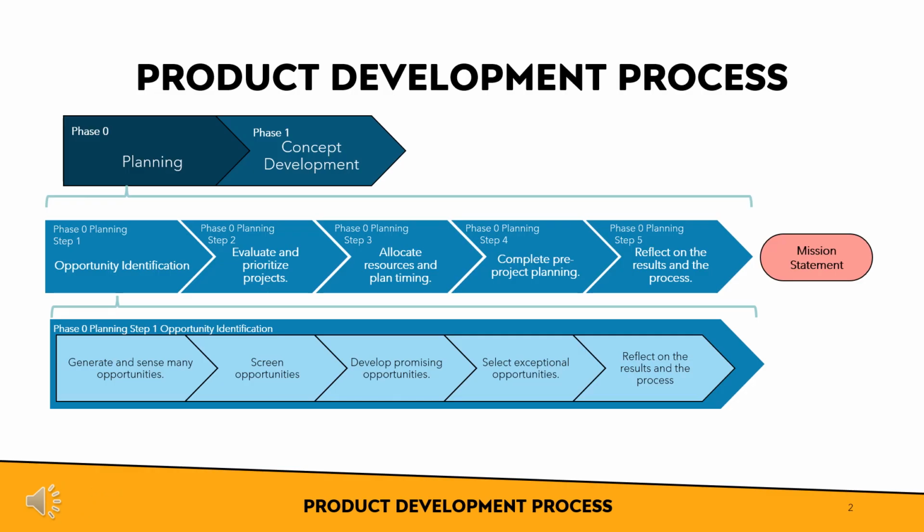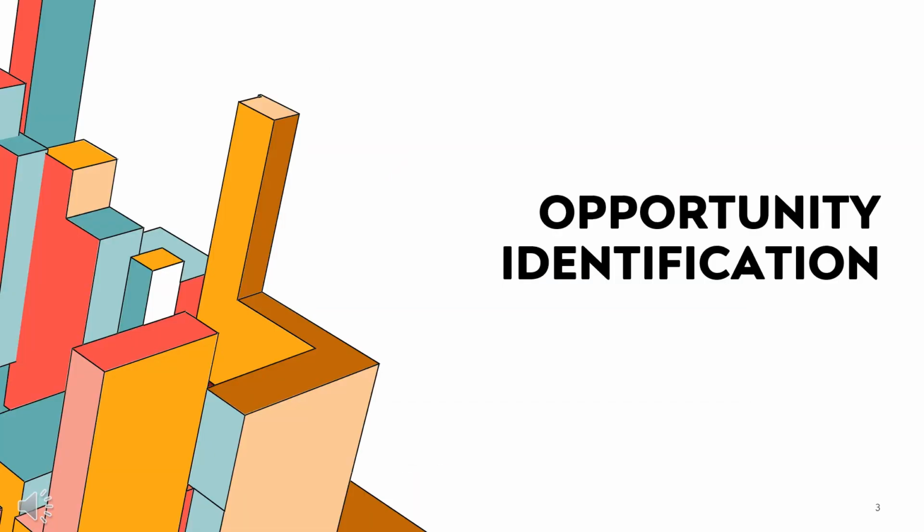This is the process that was followed for the development of our project. This is the map route of the book that was complemented with other techniques for its correct development. The first step of the planning phase is opportunity identification.